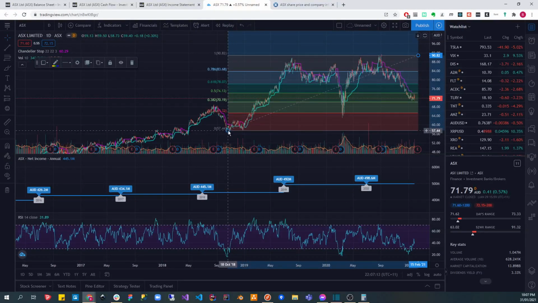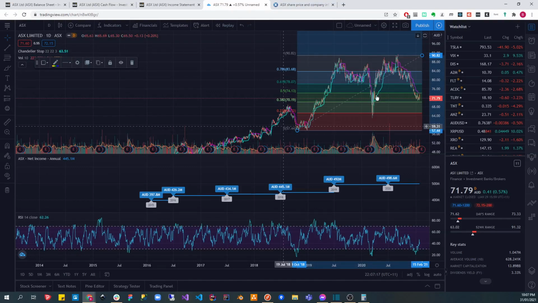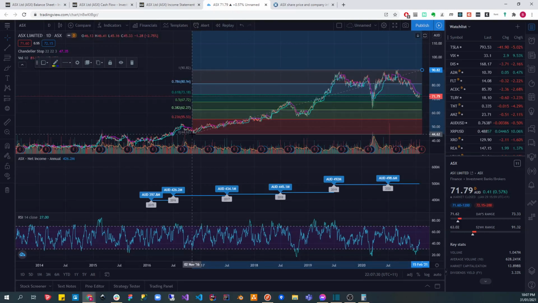Can extend that out. So it has retraced to the 38.2 mark there. Again, it's hitting these critical levels, but I think it's going to come back down to this particular point, but it could be around here. So we'll have to see when the market opens.